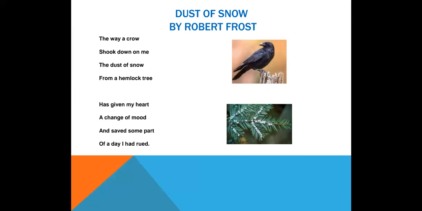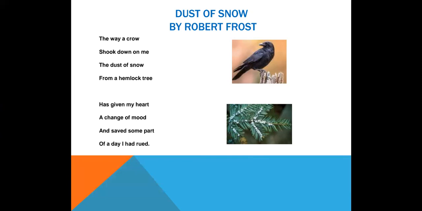The poet is crossing by after the snowfall and he is passing under one of the hemlock trees, and a crow was sitting on one of the branches of the tree. The way a crow shook down on me: because of the movement of the crow, some of the dust of the snow fell on the shoulder or on the head of the poet. So what is the meaning of the first two lines?